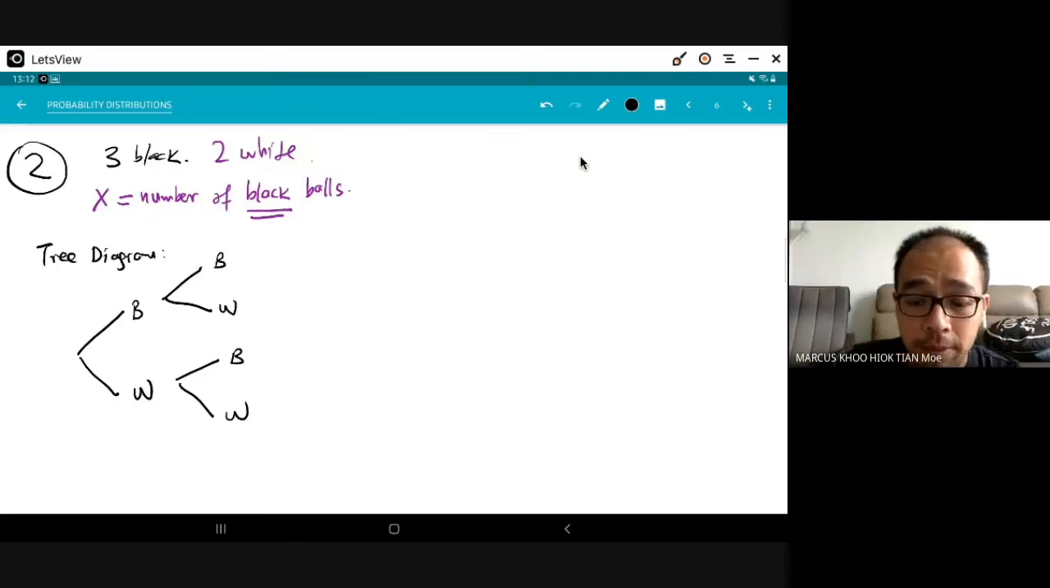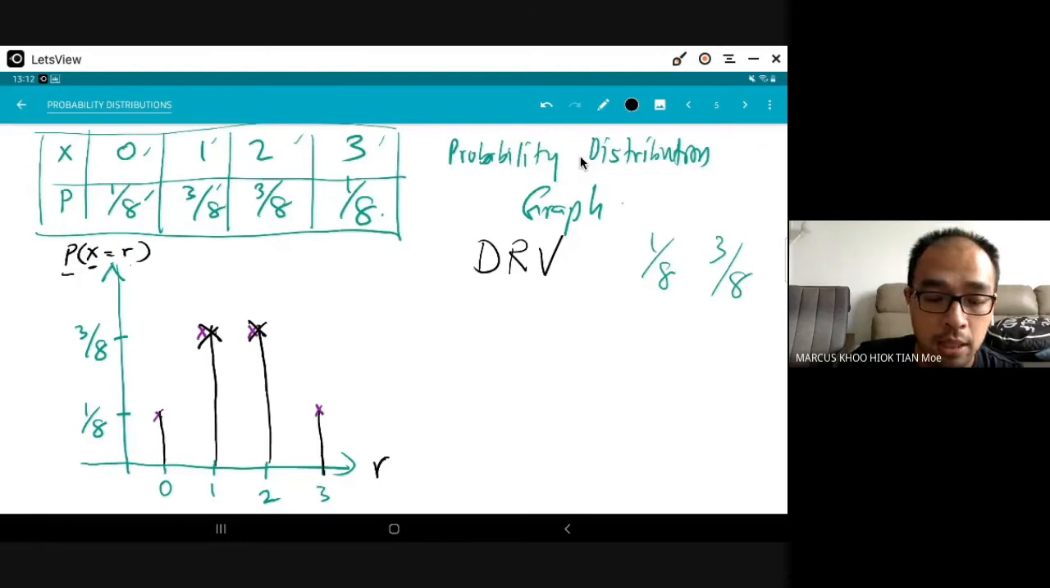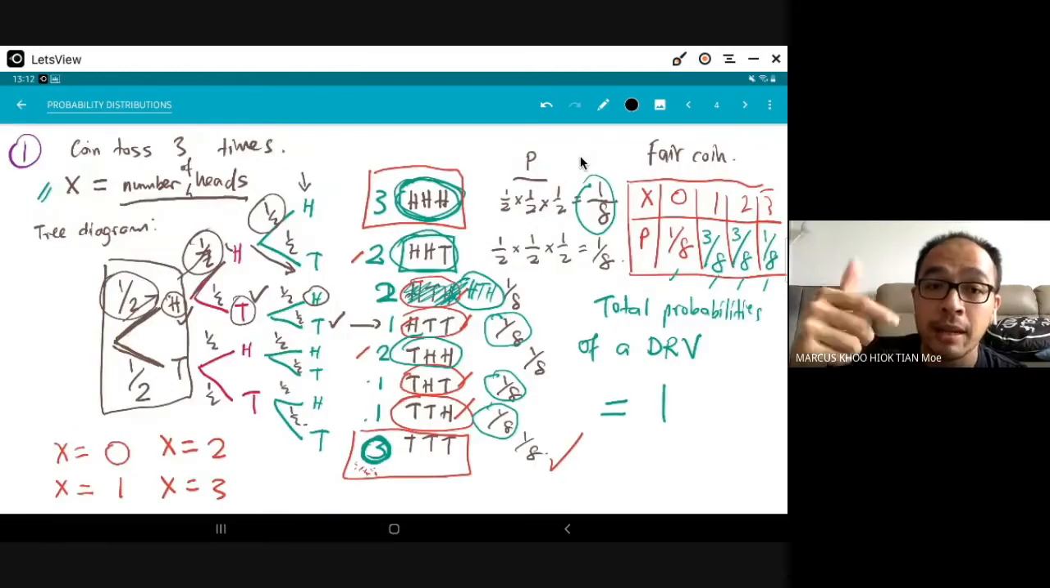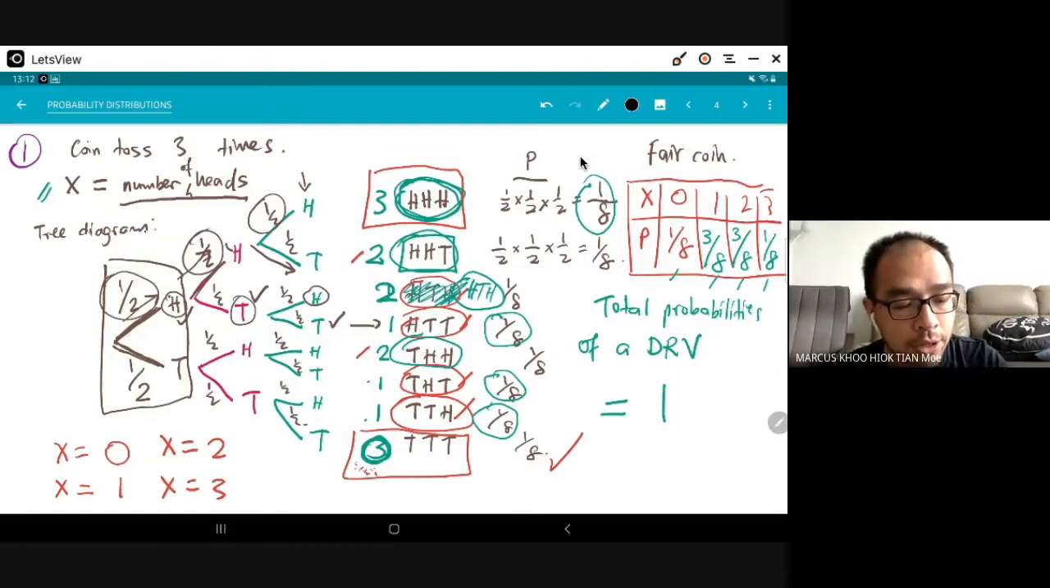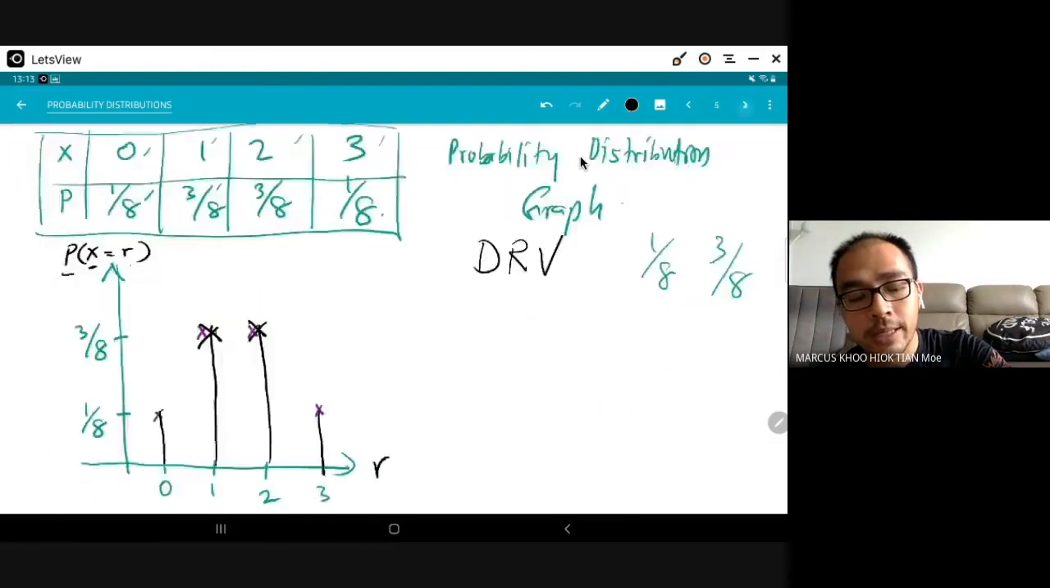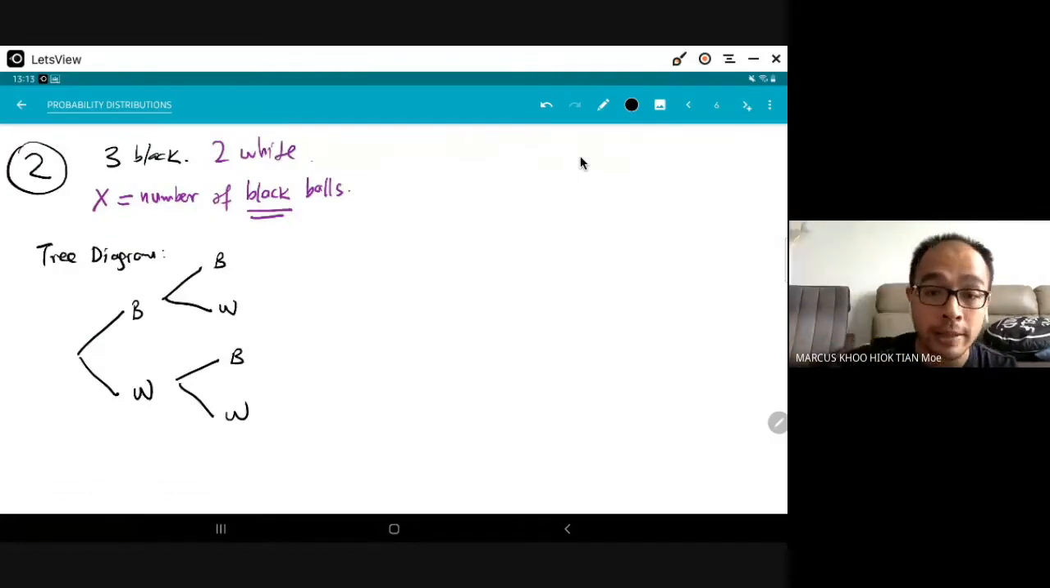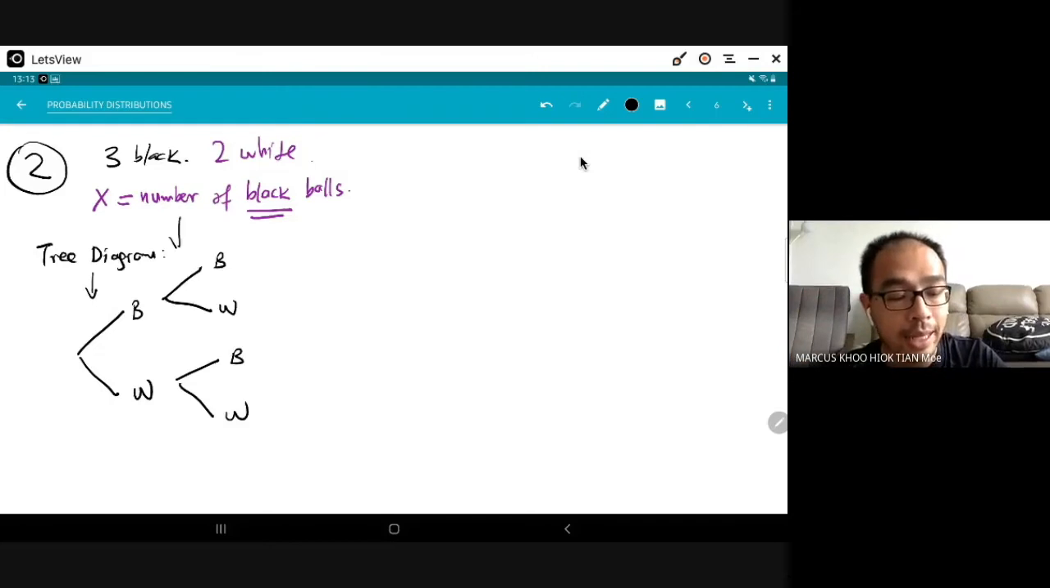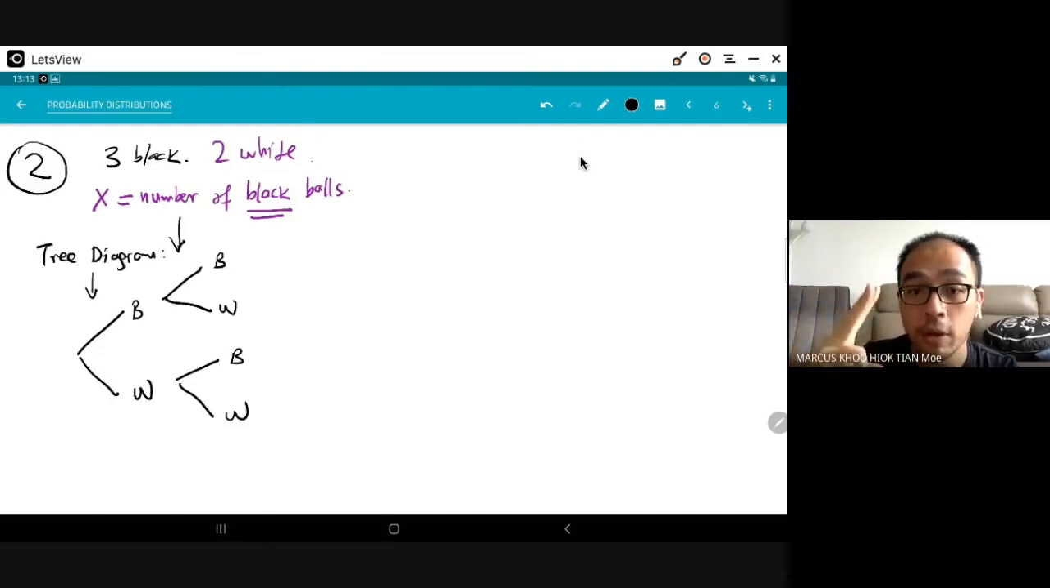Okay, so this is a little bit easier than the one just now. Because in that one, it was tossed 3 times. If it's 3 times, your tree diagram has 3 layers. But because in this question now, you only take 2 balls out, this is the first layer, the first ball. This is the second layer, which is the second ball.